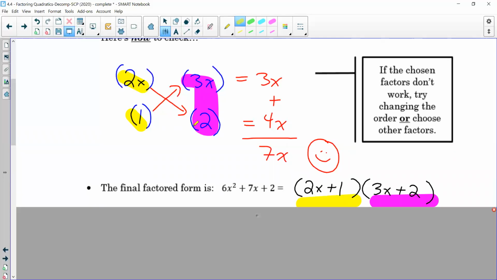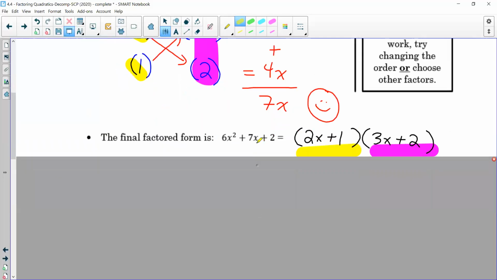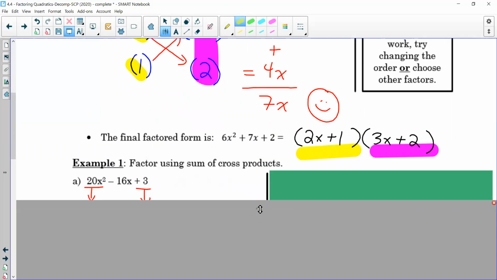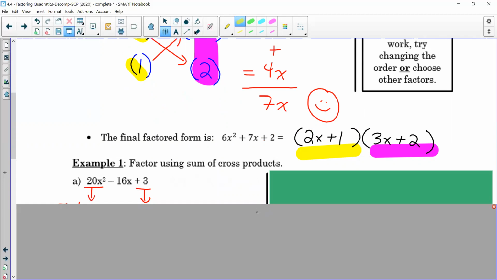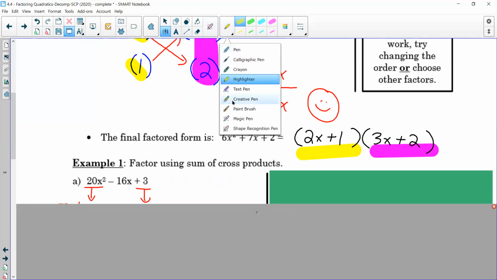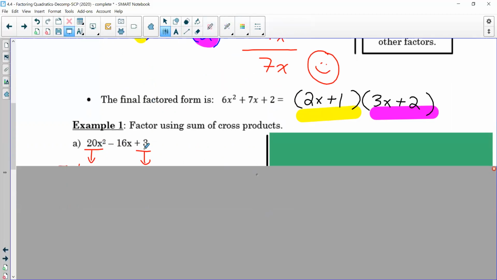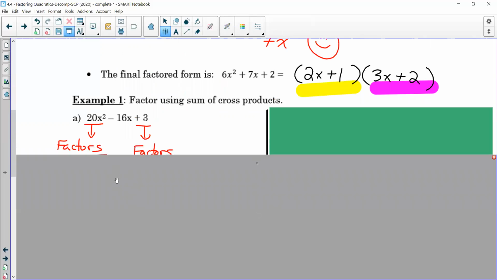And that's one way you can write it out. I'll show you an alternative way, see if this works for you. So again, here's what we want to focus on. We want to focus on the factors of 20x squared and the factors of 3. So let's see if you can get this to work out.